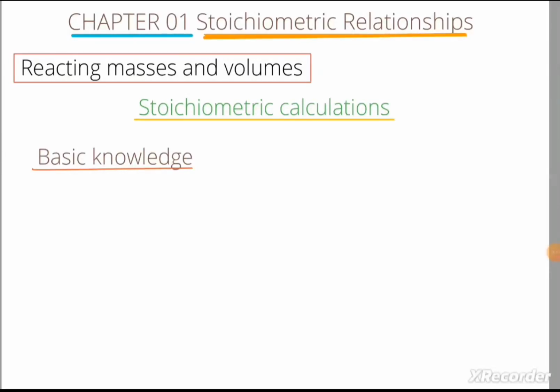Hello again. We continue with Chapter 1, Stoichiometric Relationships. We study the unit reacting masses and volumes. This we call stoichiometric calculation. Let's know the basic knowledge about stoichiometric calculations.